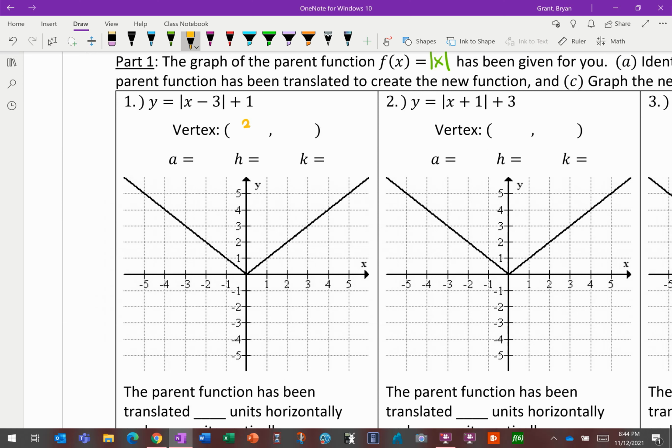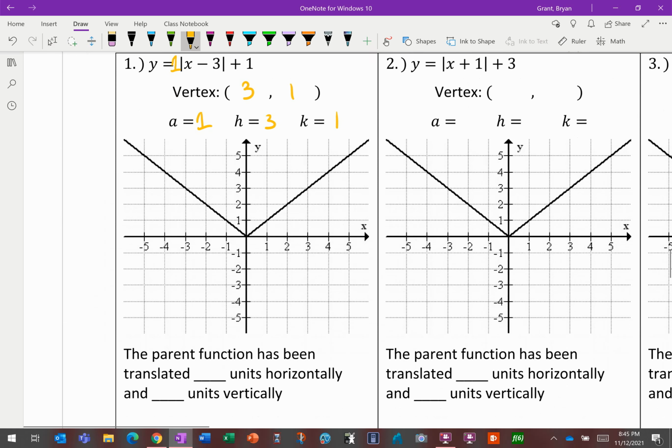Well, the vertex here is positive 3, positive 1, right? And we also know that for today, a is going to be 1, so h is 3, k is 1. All right. Well, let's see if we can answer that question. Because h is 3, where am I going to move this parent function? We're going to move it 3 units horizontally. And k is 1, so I'm going to move that 1 unit vertically.